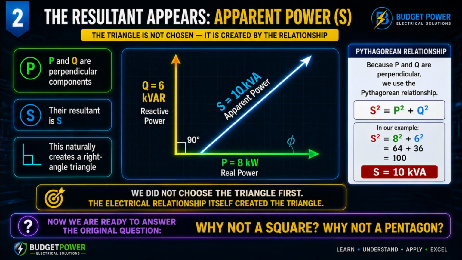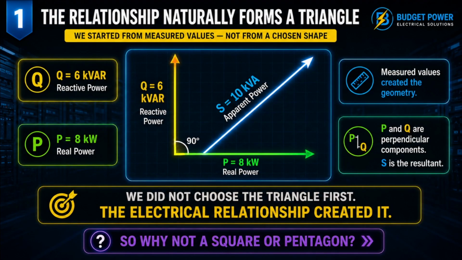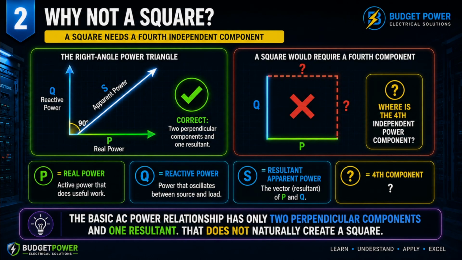Now we can answer the original question. Why not a square or a pentagon? Now we have reached the answer we were looking for. We started with real measured electrical quantities. Real power was placed on one axis, reactive power on the perpendicular axis, and their resultant became apparent power. Without choosing any shape in advance, the relationship naturally formed a right-angle triangle.